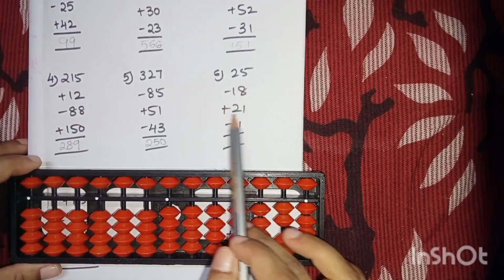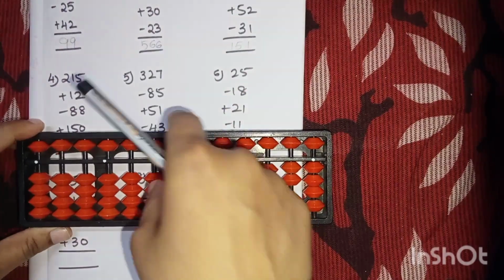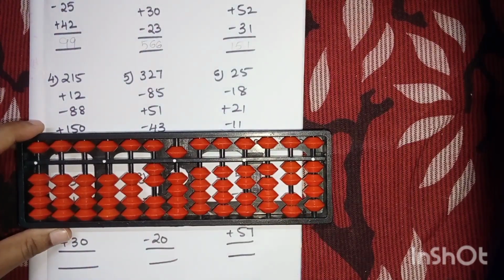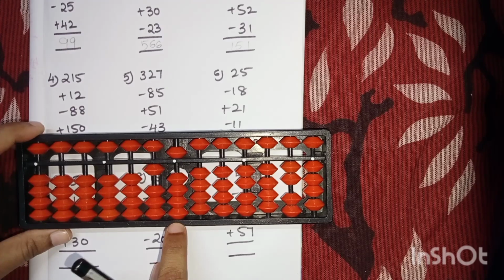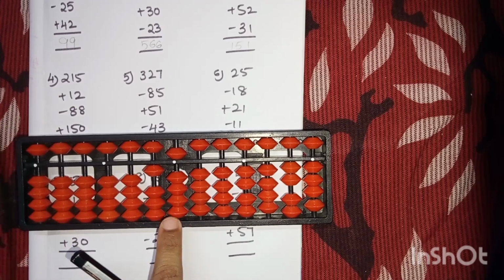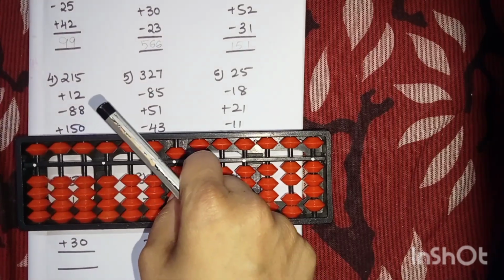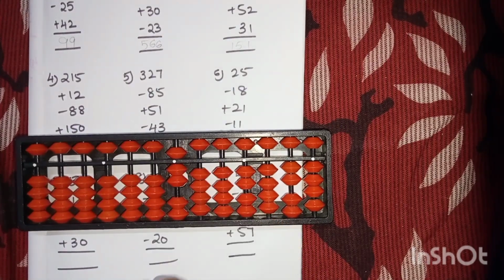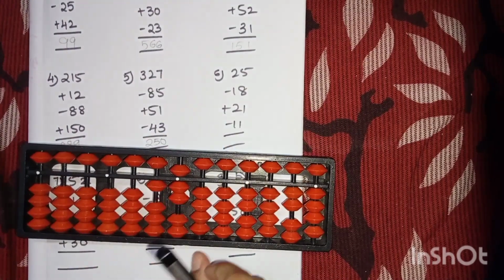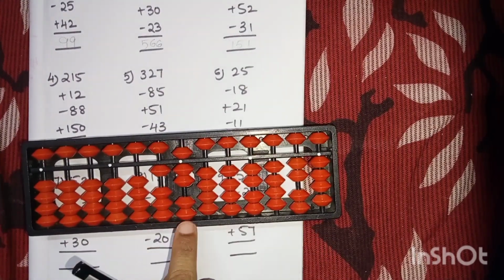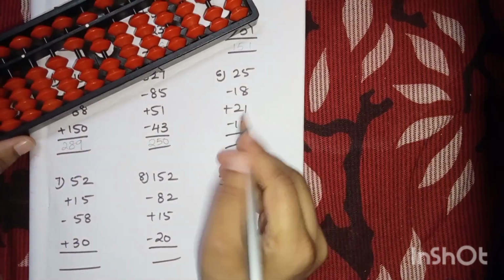Clear the scale. 25 minus 18 plus 21 minus 11. 25 minus 18. Minus 8 is not available in the ones place rod. So what you have to do, you have to take big friends formula. Minus 8 is equal to minus 10 add 2. Next add 21. Next minus 11. So what is the answer? 17.